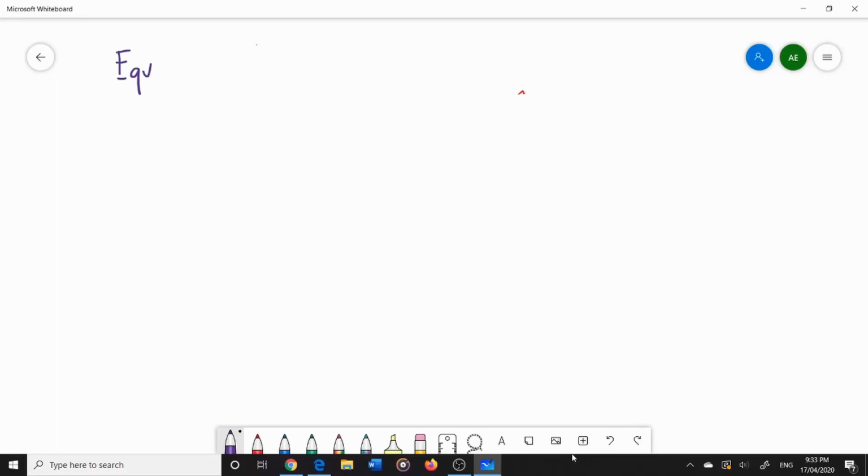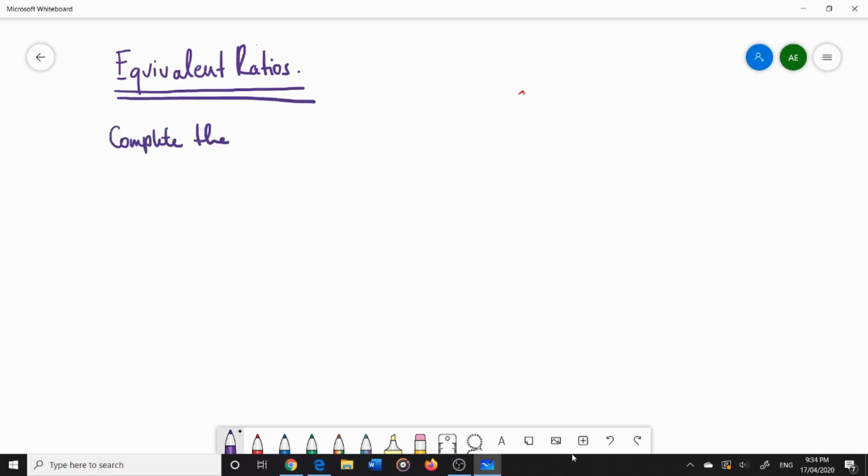Equivalent ratios. I wasn't going to do this one, but I figured I had to because there's just nothing out there. The first exercise is filling in the blanks, so finding the unknown number.